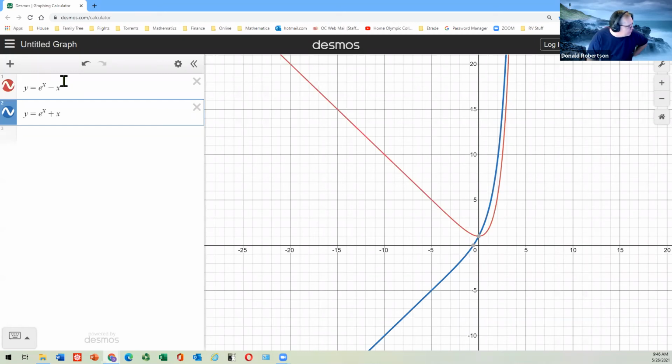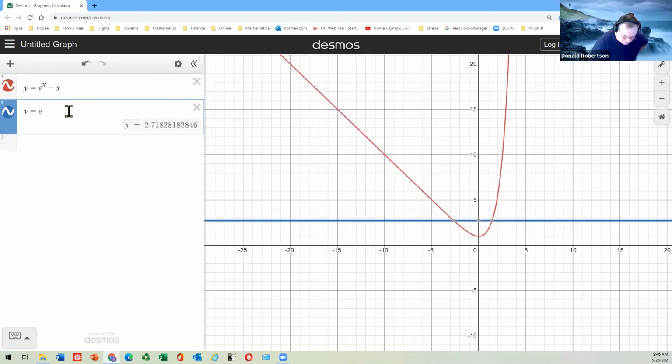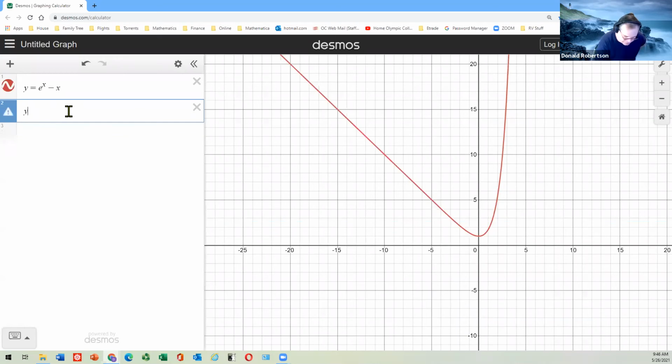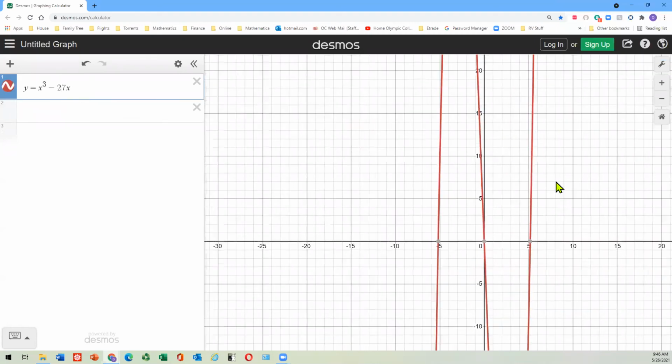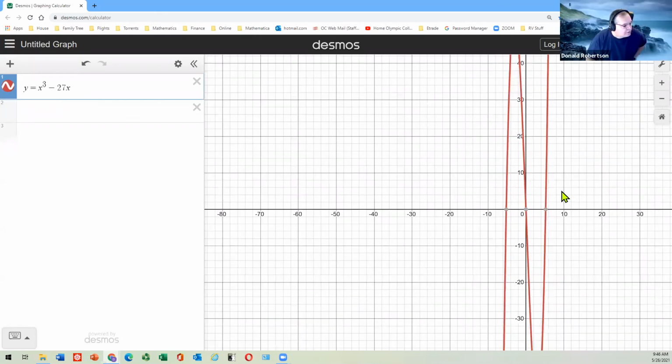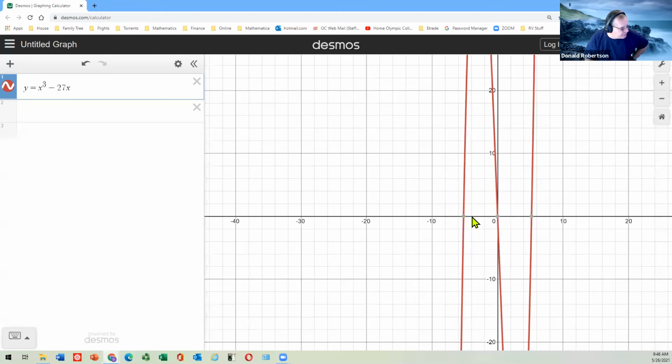I think I've got time for it. Let's do this guy that I did earlier. The first one, it was x cubed, if I remember right. x cubed, take away 27x. Let's shrink back a little bit. Okay. This has happened to me a few times. Desmos is great, but it's not always perfect.